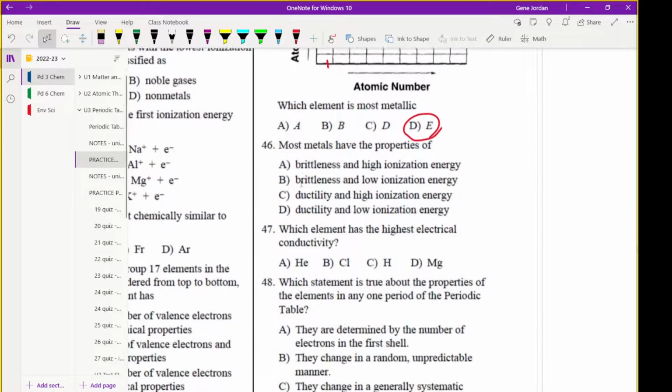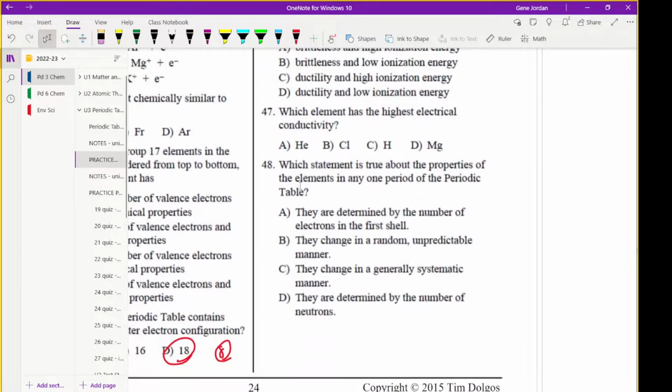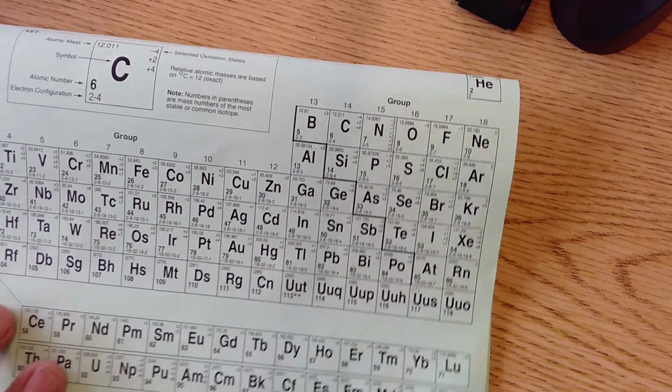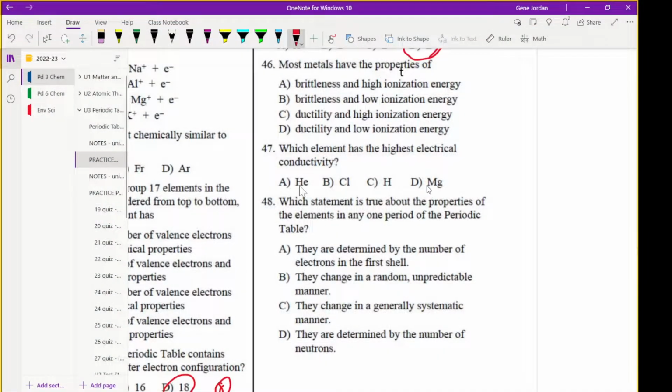All right, let's do one more to finish this page. Which element has the highest electroconductivity? The only metal that you want to look for. Metals, of course, are found on the left and to the left of the staircase, and that's magnesium.